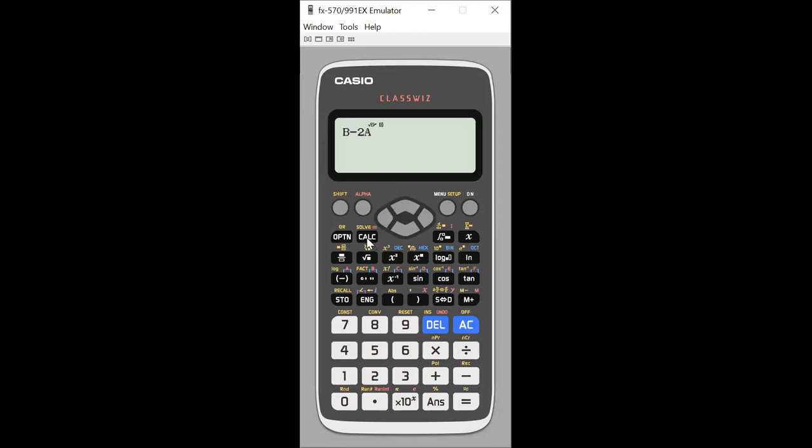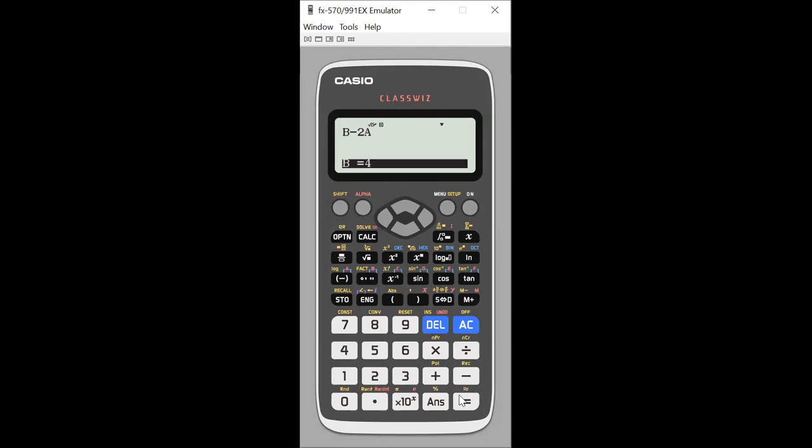Then I will click calculate. Once I click calculate, then I will put the values. Let's say the R2 value is 4, so I will give the value of B as 4. Then I will click equal. Then I will give the value of A as 1, so I will click 1. Then this gives me B minus 2A equal to 2.